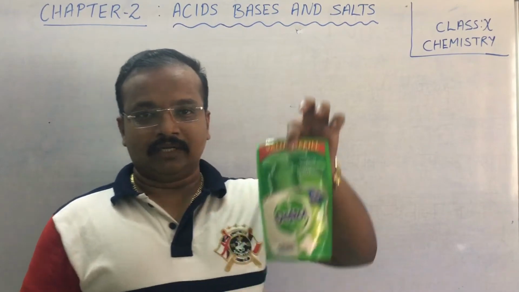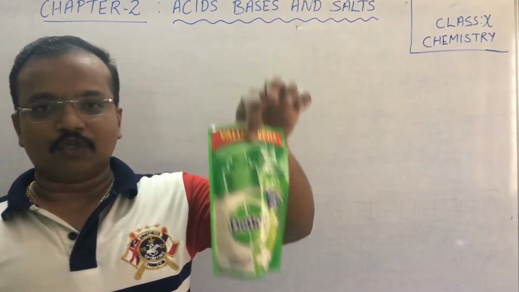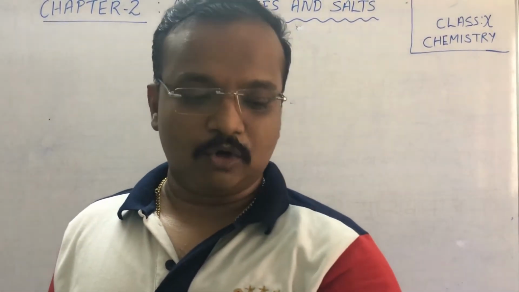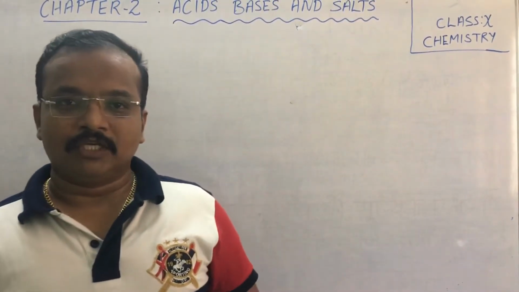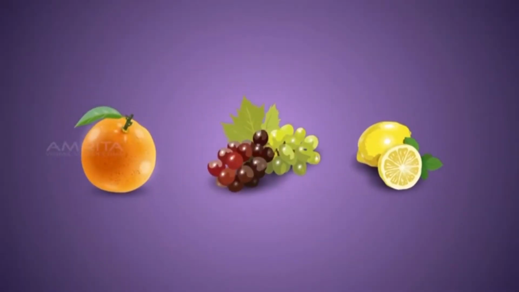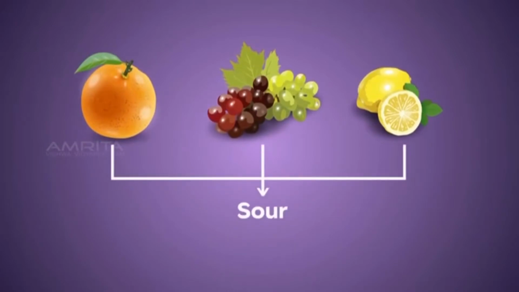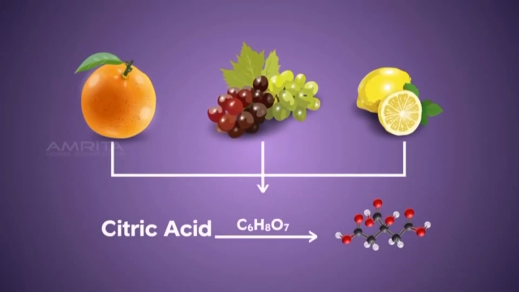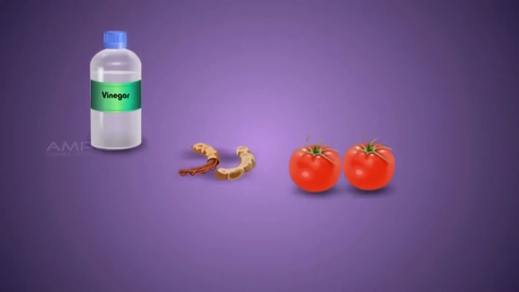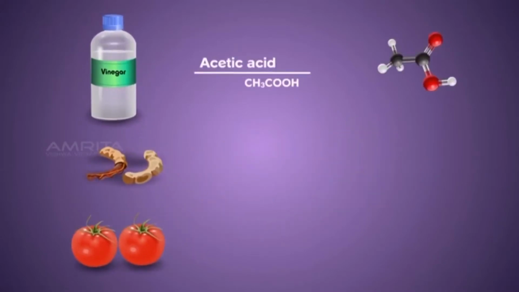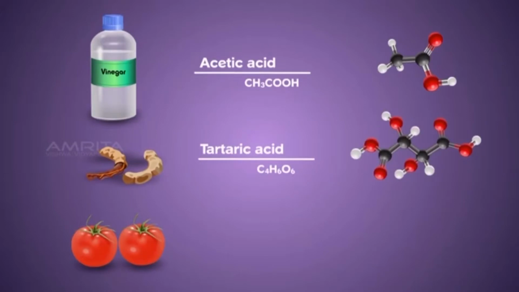Now I will show you a liquid soap. Liquid soap contains potassium hydroxide, and this is a bathing soap which contains sodium hydroxide. Citrus fruits such as oranges, lemons, and grapes are sour. These fruits taste sour due to the presence of acids. These acids are also found in foods such as vinegar, tamarind, and tomatoes. For example, vinegar contains acetic acid, tamarind contains tartaric acid, and tomatoes contain oxalic acid.